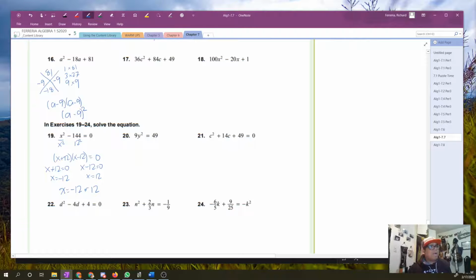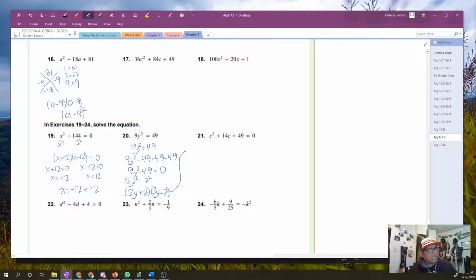All right, so 9y squared equals 49. I'm going to solve that. Let's subtract 49 from both sides. Okay, now that I've done that, I've got 9y squared minus 49 is equal to 0. Are these perfect squares? Let's see, that's 3y squared, and that's 7 squared. So yeah, that's the difference of perfect squares. So that gives me 3y plus 7 and a 3y minus 7.